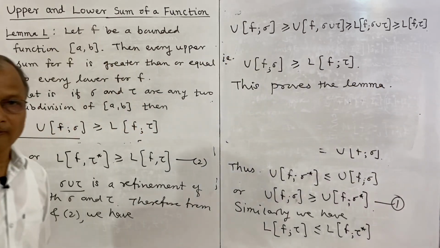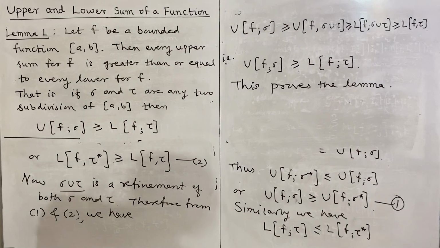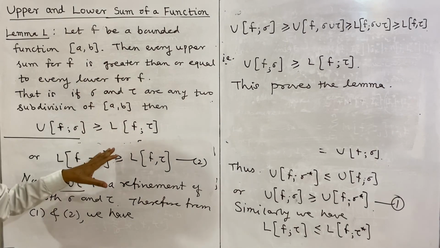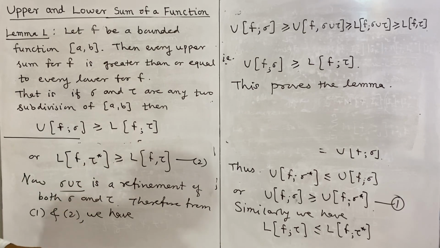Thus, we have proved the result, which is important. Every upper sum is greater than or equal to every lower sum for f. And if you take the refinement, the upper sum decreases and the lower sum increases.